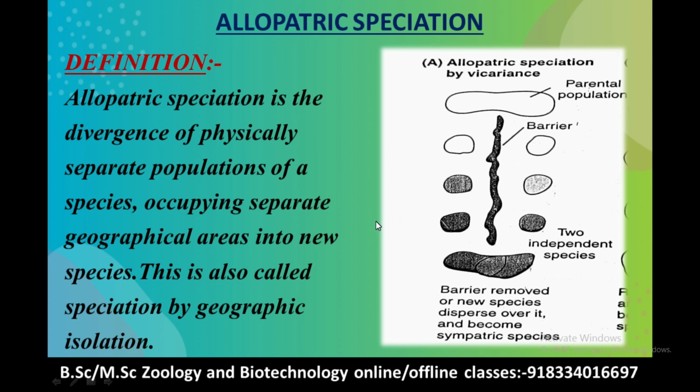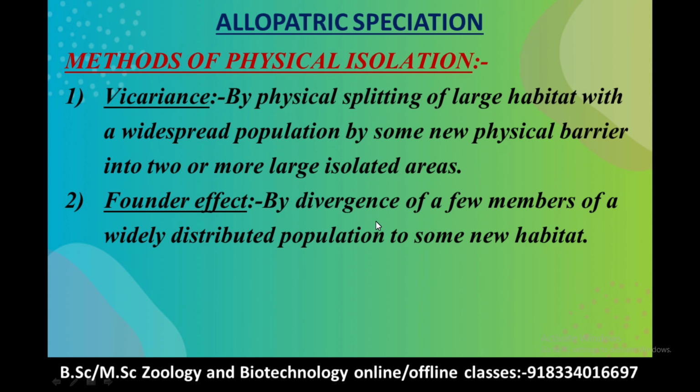Okay friends, so let's talk about the method of allopatric speciation. I mean to say physical isolation. Why physical isolation? Because in this case so many geographical barriers are involved. So at first we will talk about vicariance.